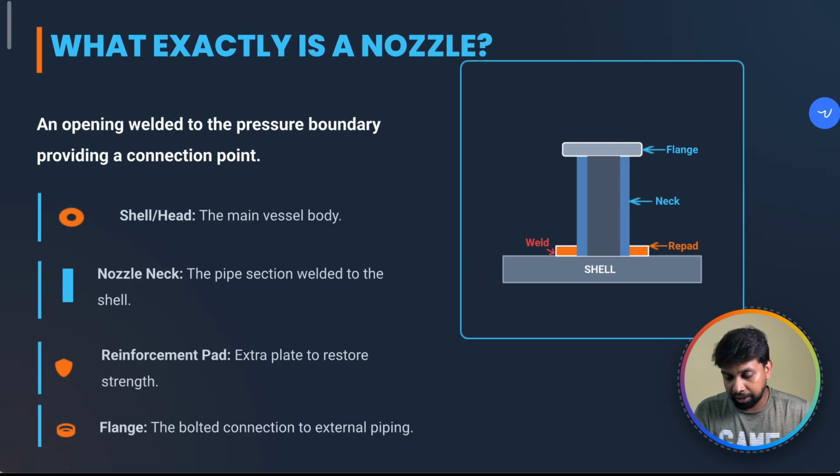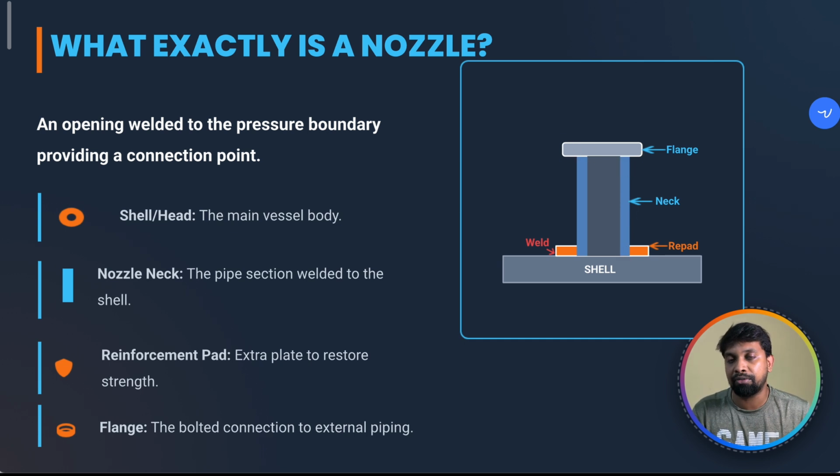Remember this picture. Here you can see this is the shell. Here we are making an opening in the pressure boundary for the communication of fluids. This is the reinforcement pad, which is directly welded to the shell. This is the neck, usually made of pipe, and here you can see the flange.